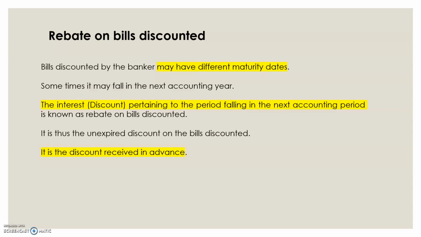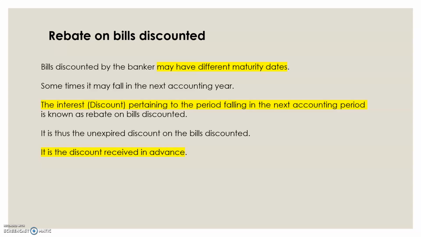Sometimes the banker charges an interest, and if the interest for the term of the bill comes to rupees 100, the banker will pay only 900 to the customer, and the 100 will be the discount for him. That will be the interest income for him. With that information, most of you will know this concept of bills discounted. So I'm moving on to the rebate on bills discounted.